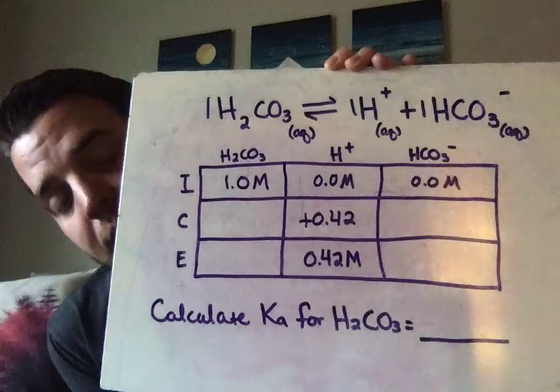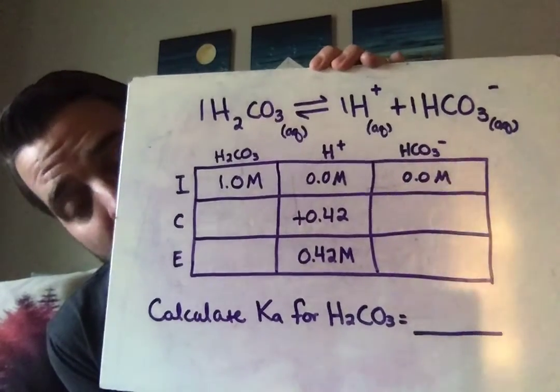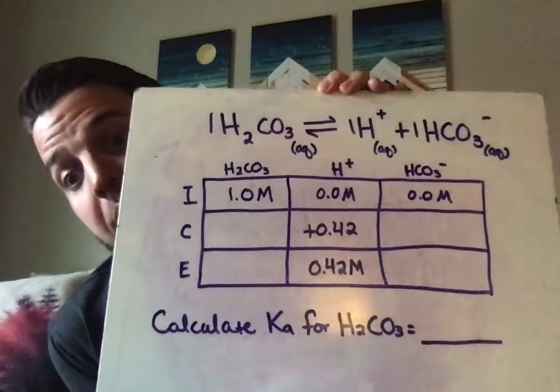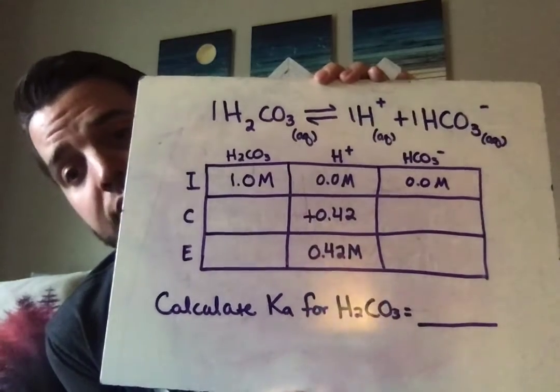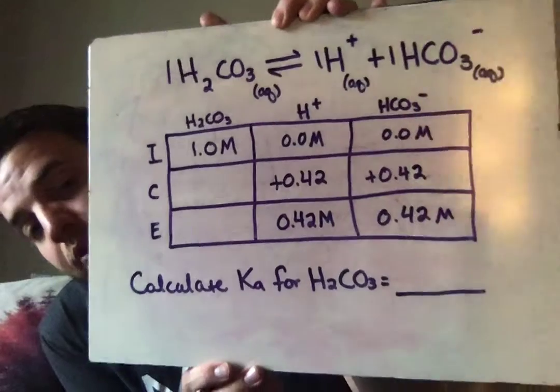So what we see here is the hydrogen ions went from 0.0 to 0.42, which means they went up by plus 0.42, okay? So the C, or the change for the hydrogen ion column, was 0.42. We went up by 0.42. So what that means is that the other product went up by the exact same, because if it's a 1:1 ratio, then whatever was created of hydrogen ions is created of the other. So that means it also went up by 0.42. And then that means that our final for that one is going to be 0.42 molar as well. So both of those products did that.